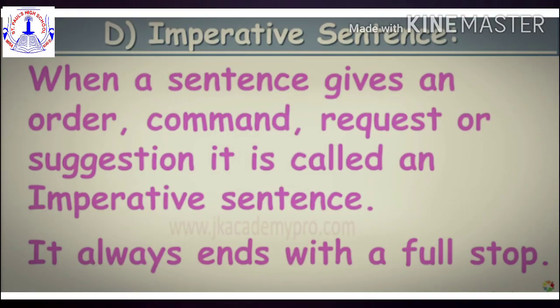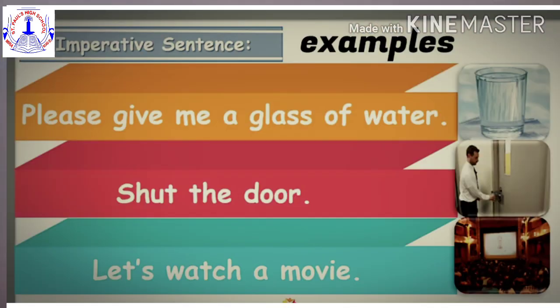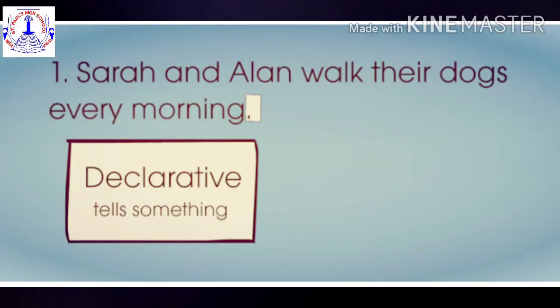Imperative sentence. When a sentence gives an order, command, request, or suggestion, it is called an imperative sentence. It always ends with a full stop. Examples: Please give me a glass of water. Shut the door. Let's watch a movie. Children, I hope you are clear with the four types of sentences. Now, let's revise what we have learned by solving an exercise.